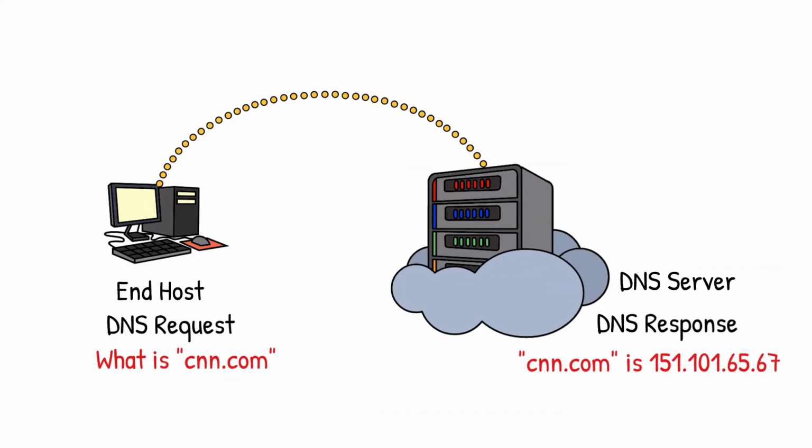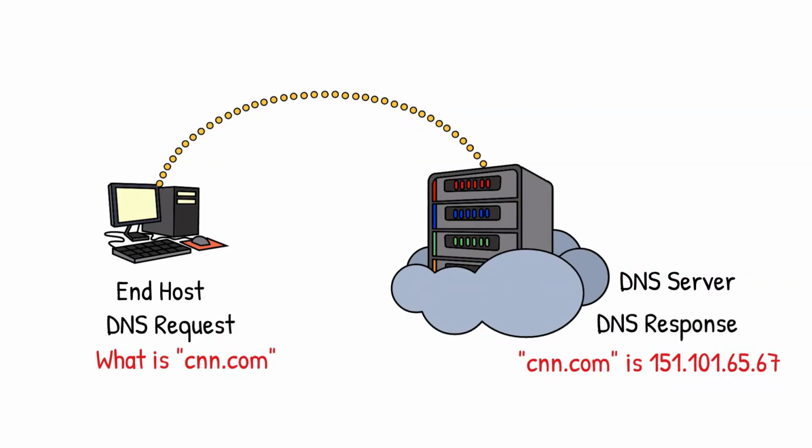Now, this request will get sent over to the DNS server, which means your computer must know the IP address of the DNS server. Now, once the server gets the request, it looks to see if it has an entry for the domain name in the request. If it does, it will generate a DNS response message, or simply a DNS reply. Now, inside of the reply will be the IP address of the domain name that was in the request.